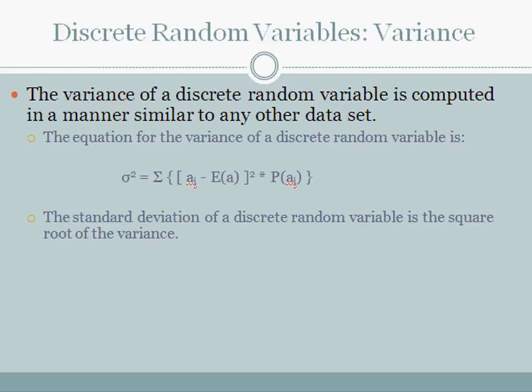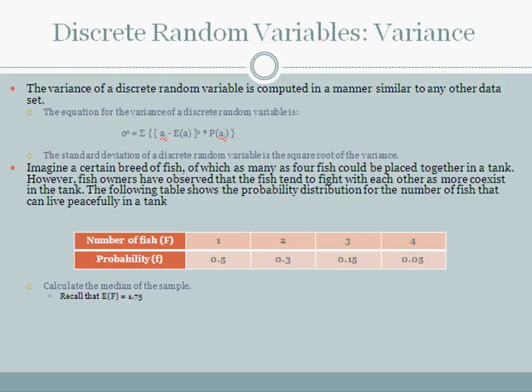It's also possible to calculate the variance of a discrete random variable. The variance of a discrete random variable is computed in a manner similar to any other data set. The equation for the variance of a discrete random variable is the sum of the square of each possible value of the random variable minus the expected value for the distribution times the probability for the given random variable value. The standard deviation of a discrete random variable is the square root of the variance, just as with any other distribution. Let's look at an example.